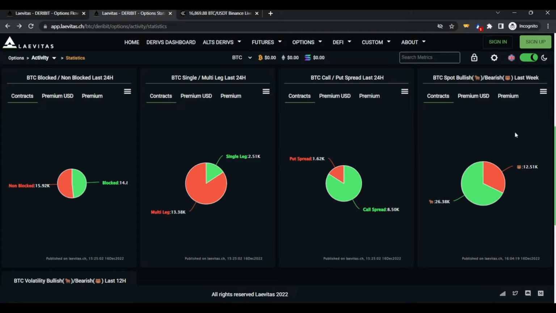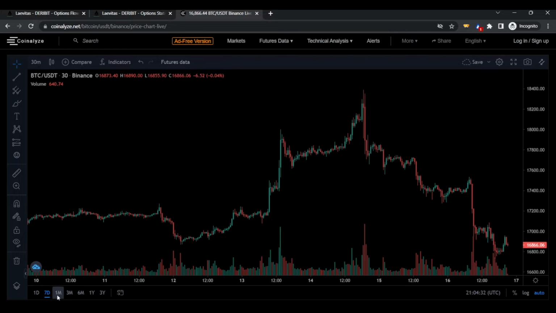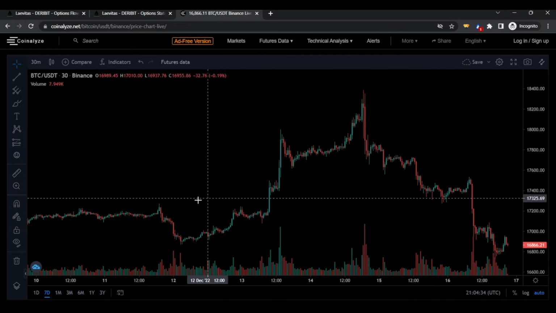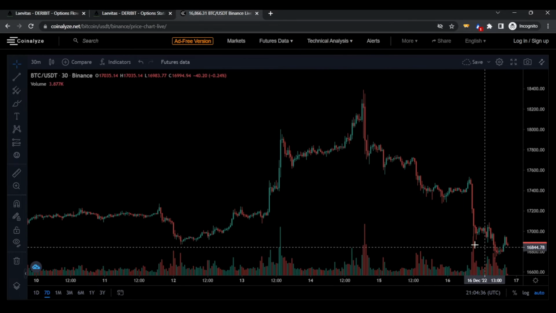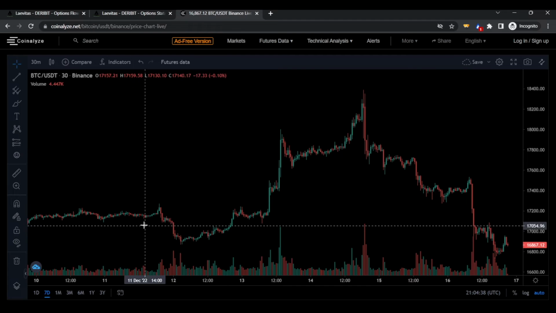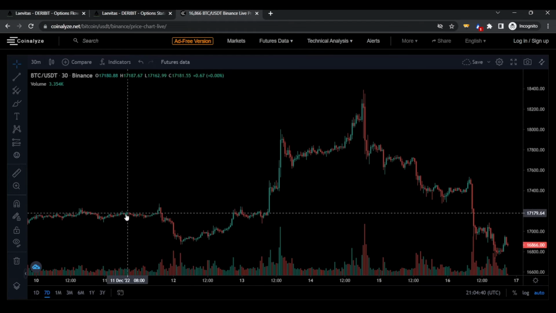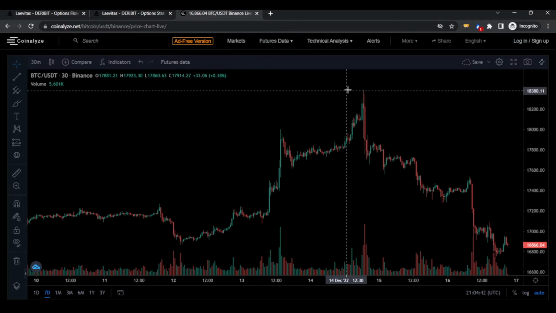Here we can see a lot of people are bullish, especially in the last week. A lot of traders have been opening bullish strategies. Not surprisingly, what has happened in the last 7 days? Not the best for the bullish traders, to be honest. Yeah, not good. If you were bullish starting here, this is kind of a gut punch.